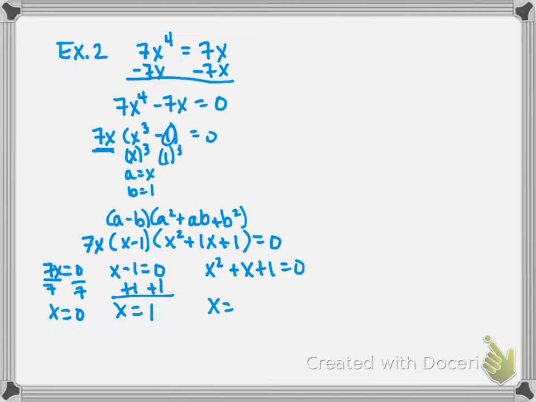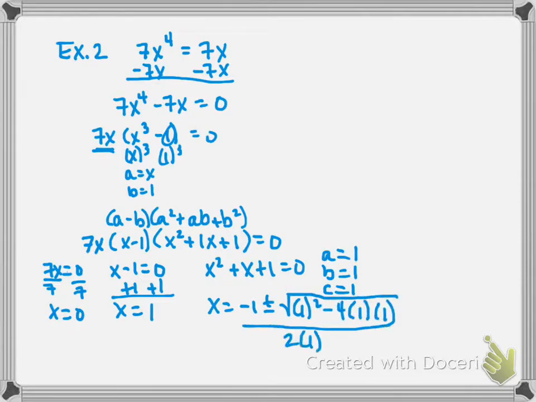And for the quadratic formula, I need to know my a, b, and c. A is 1, b is 1, and c is 1. And then x is equal to the opposite of b, so negative 1, plus or minus the square root of b squared, 1 squared, minus 4 times ac, or 4 times 1 times 1, and that is all over 2a, or 2 times 1. Simplifying, I get negative 1 plus or minus the square root of negative 3 over 2. Okay, I'm going to simplify the square root of negative 3, and that is i radical 3. So now I have that x is equal to negative 1 plus or minus i radical 3 over 2.